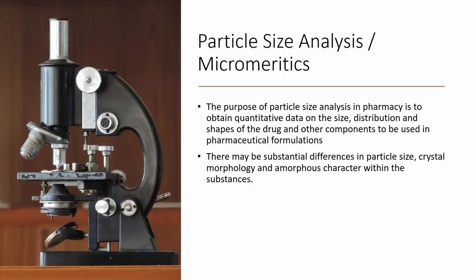Next is particle size analysis or micromeritics. This is a field of science that focuses on measuring particle size. The main purpose of measuring particle size in pharmacy is to obtain quantitative data on the size, distribution, and shapes of the drug and other components to be used in pharmaceutical formulations. Because there are substantial differences in particle size, crystal morphology, and amorphous character between substances.